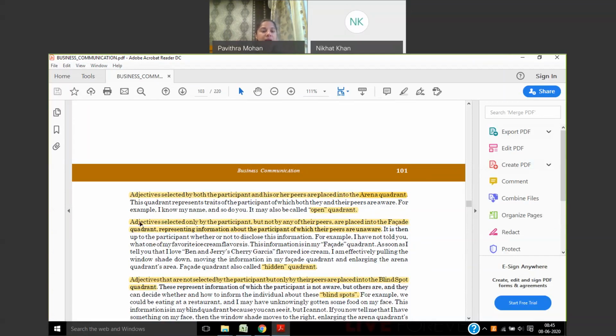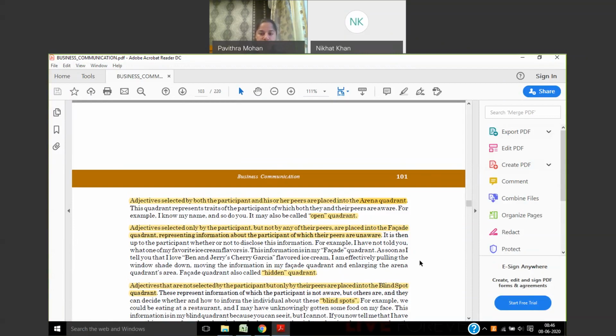The next one will be the hidden quadrant. In this hidden quadrant, what will happen? I will just go with this one. The example here says, as soon as I tell you I love Ben and Jerry's Cherry Garcia flavored ice cream, I am effectively pulling the window shadow down, moving the information from the facade quadrant and enlarging the arena quadrant's area. Facade quadrant is also called as hidden quadrant.